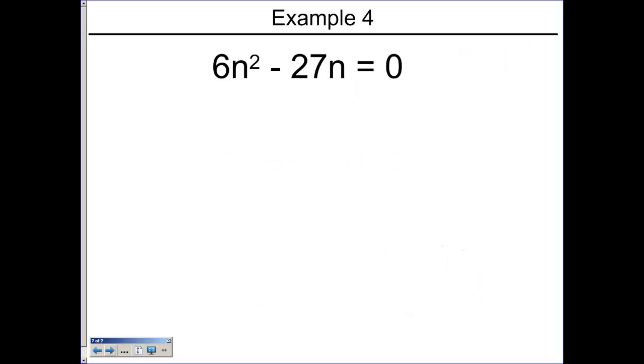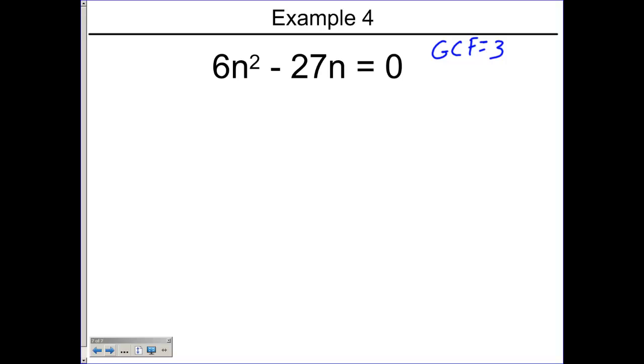Last example here. 6n squared minus 27n equals 0, so this is another quadratic, and notice it has a power 2, so maybe there's possibly 2 solutions, but in order to solve it I need to factor it first, so I've got to find the greatest common factor. Look at the 6 and the 27, and that would appear to be a 3. They have a 3 in common.